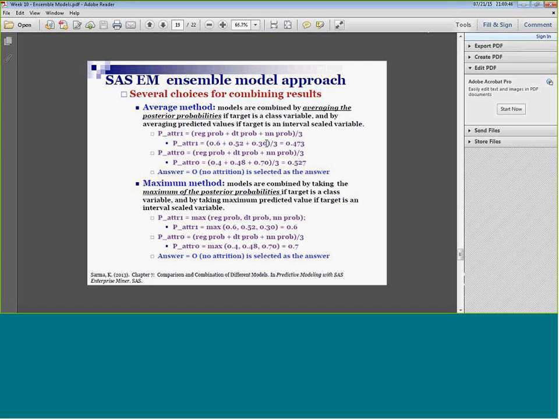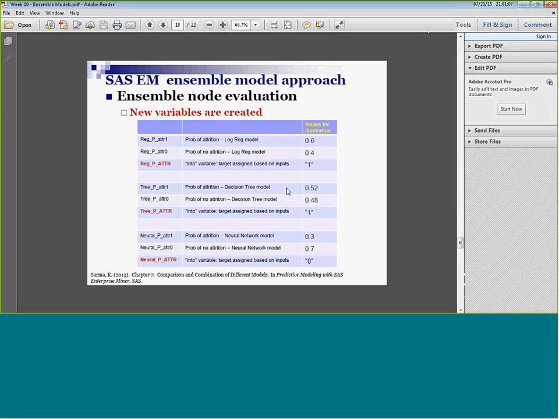The next method that you could use in SAS Enterprise Miner to combine those results is called the maximum method. Probably can grasp this pretty quickly. The results are combined by taking the maximum of the posterior probabilities for each model. You don't have to just have 3, by the way. You could have multiple. Okay, so what do I do for the maximum?